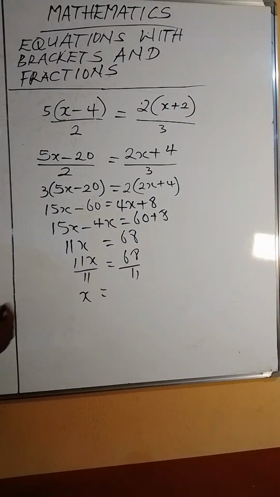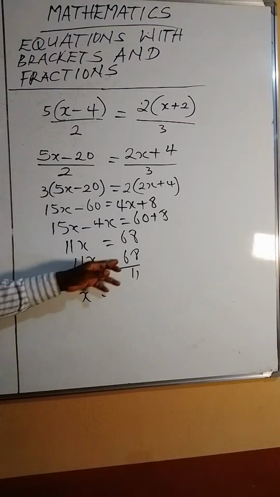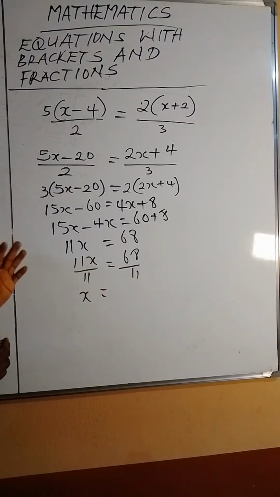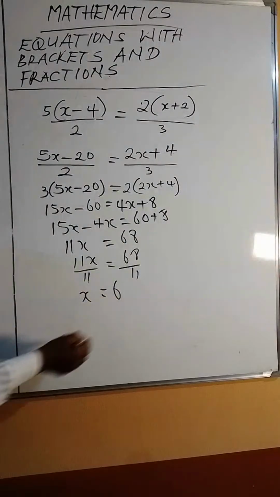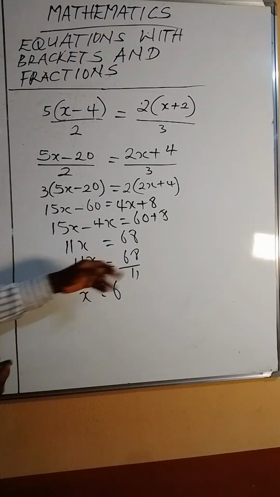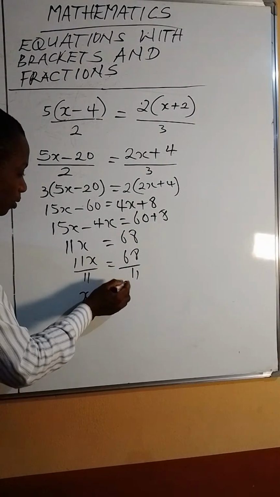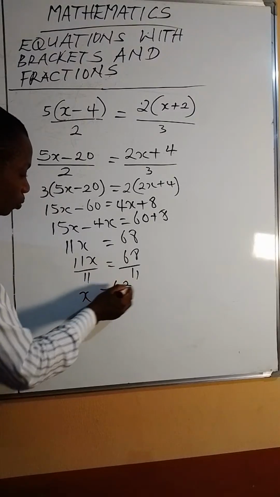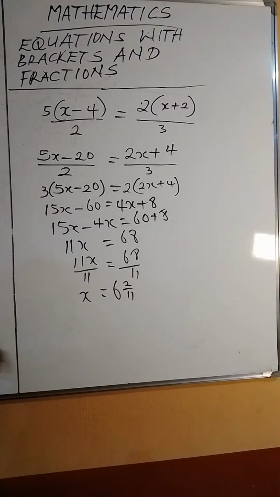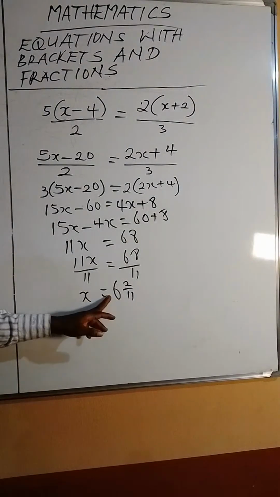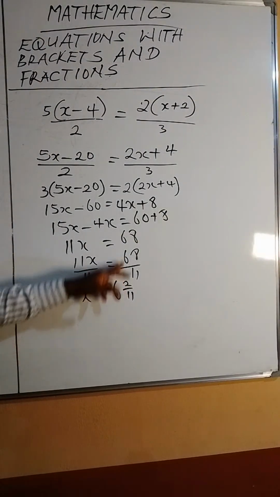If 11 goes into 68 6 times, it goes 6 times, so we have 6 as the whole number. Then it will be 66. Then it will be 2. So 66, then 2 over 11, right? How do I know? 11 times 6 is 66. 66 plus 2 is 68.